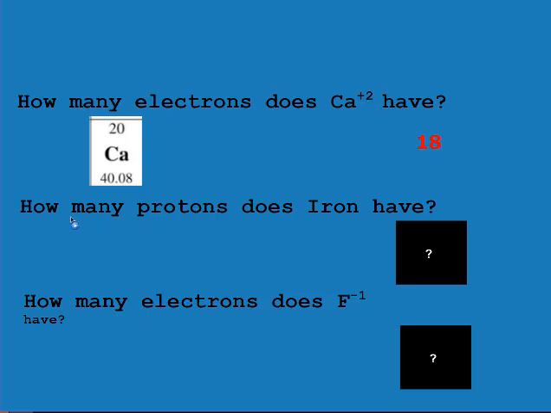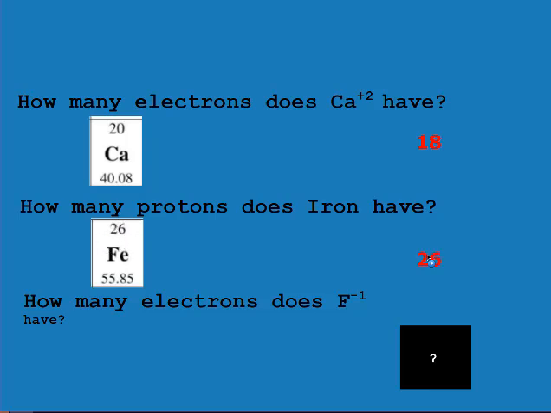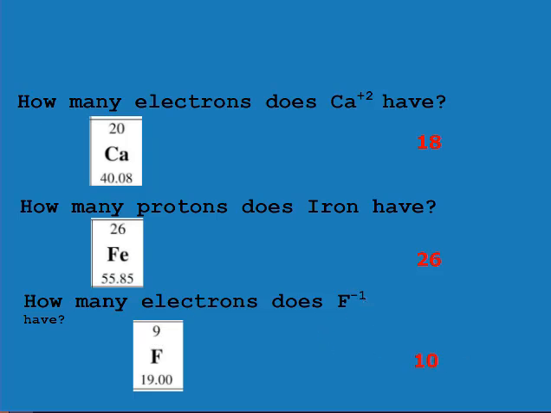The second is how many protons does iron have? So again, looking on the periodic table, protons is always the atomic number. It doesn't matter if iron had a charge or not, it's always the atomic number, which is 26. Go ahead and pause the video and try the last one on your own. So fluorine ion had 9 protons to start with, but it's a negative 1 charge, which means it gained an electron, giving you 10 electrons.